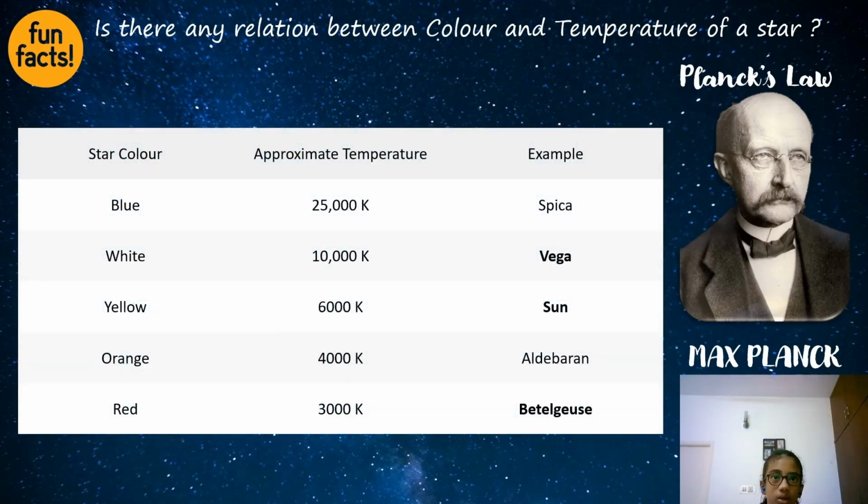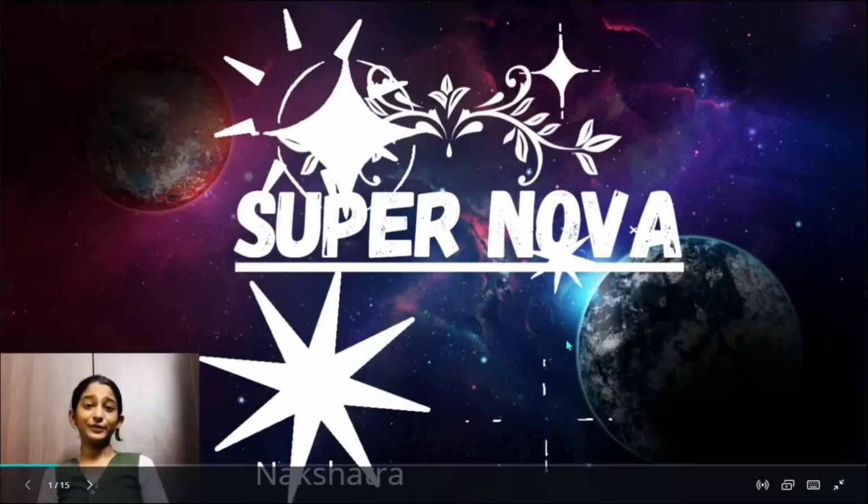Star color blue, approximate temperature 25,000 Kelvin. Example: Spica. Star color white, approximate temperature 10,000 Kelvin. Example: Vega. Star color yellow, approximate temperature 6,000 Kelvin. Example: Sun. Star color orange, approximate temperature 4,000 Kelvin. Example: Aldebaran. Star color red, approximate temperature 3,000 Kelvin. Example: Betelgeuse.